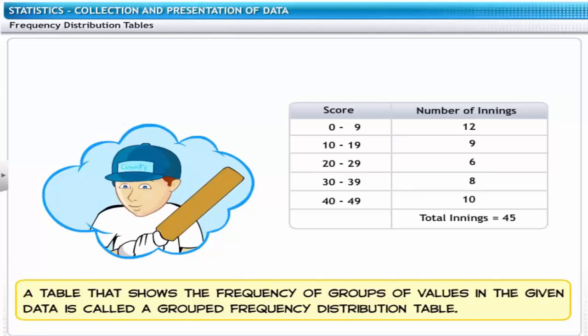You can see from this table that Mr. Pinch Hitter has reached scores in the 40s 10 times in the last 45 innings, but hasn't hit a half century.